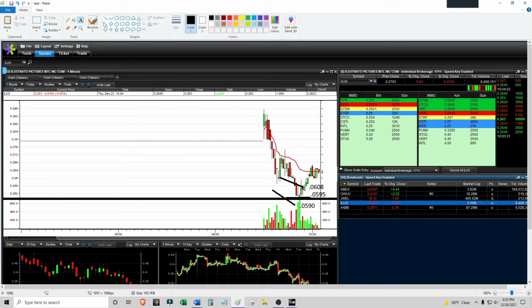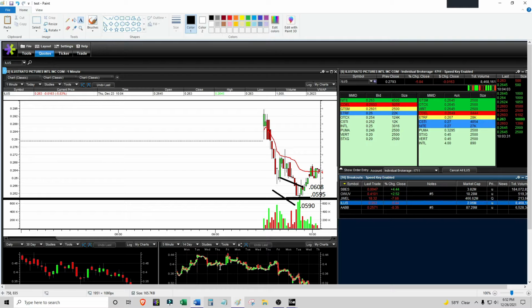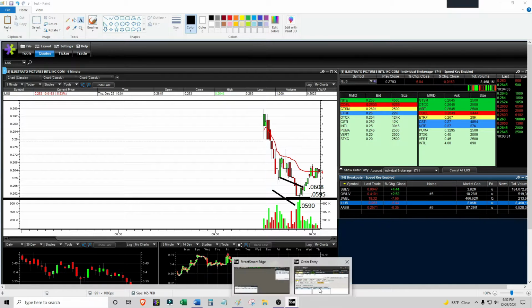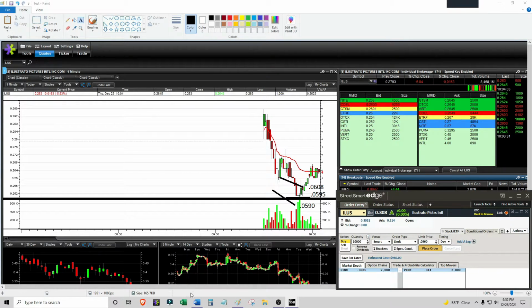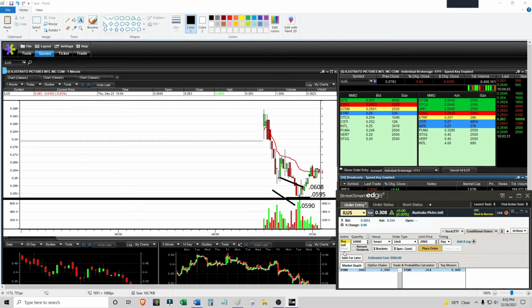Again, you're in at 608 right here. This candle in theory, and your risk level is if it breaks the bottom it just made at 595. So why did this case require 5,000 shares, which is half of 10,000 shares? Because it is more than 2 sections. Again, this section amount, this amount of a penny or whatever it's called. So in theory, let's just keep it at 10,000 shares.